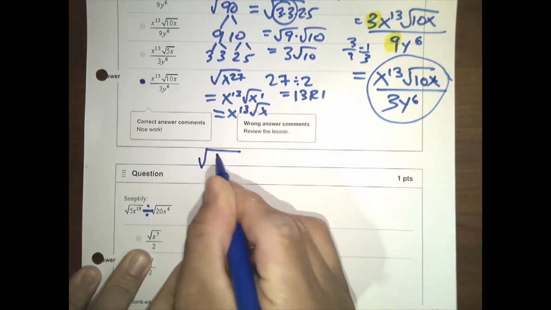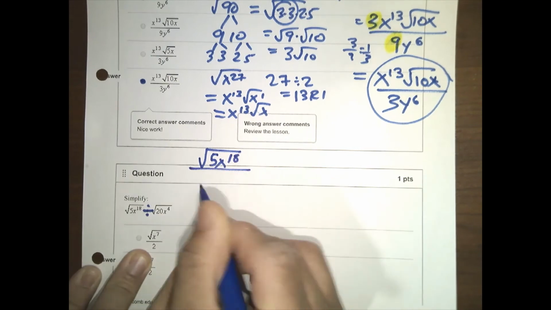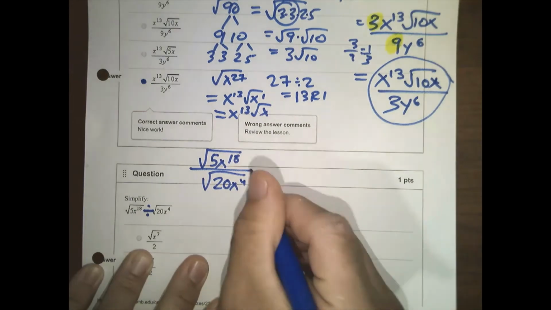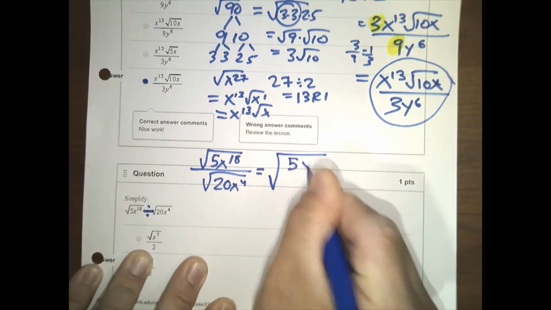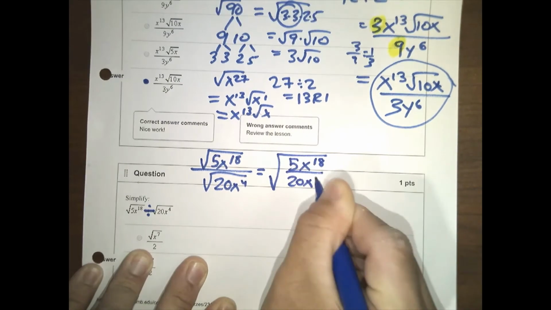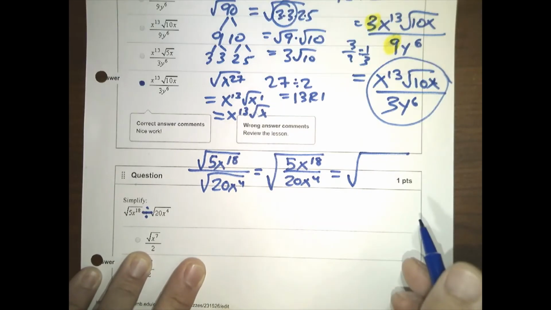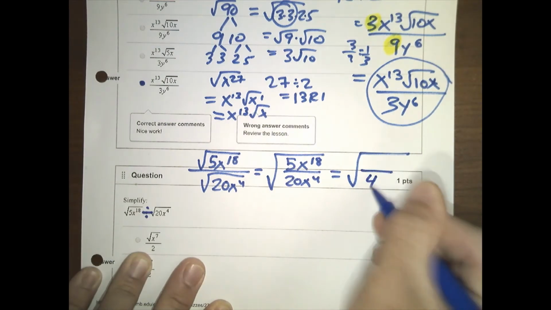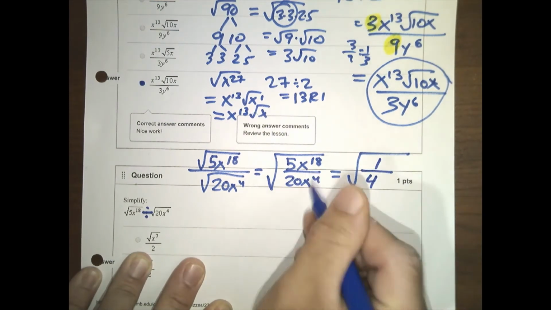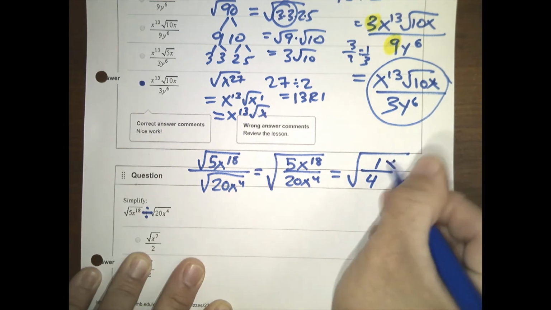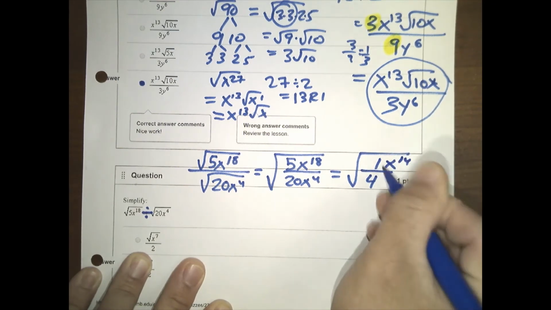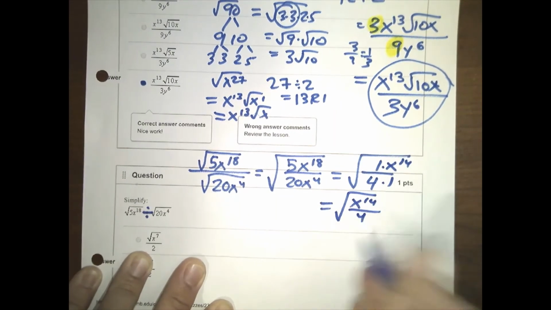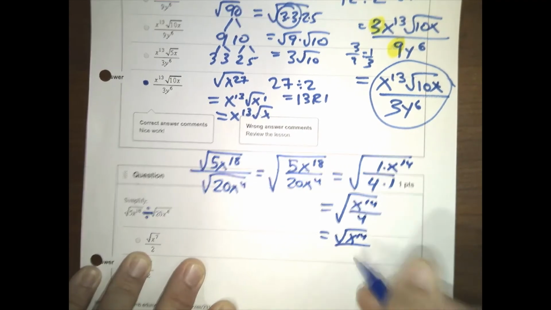We have the square root of 5x to the 18th all over the square root of 20x to the 4th, because that's another way to write division. And then this is the square root of 5x to the 18th over 20x to the 4th. And I'll simplify on the inside of the square root this time. So 5 over 20 is 1 over 4. And x to the 18th over x to the 4th is x to the 14th over 1. So I have the square root of x to the 14th over 4, or the square root of x to the 14th over the square root of 4.